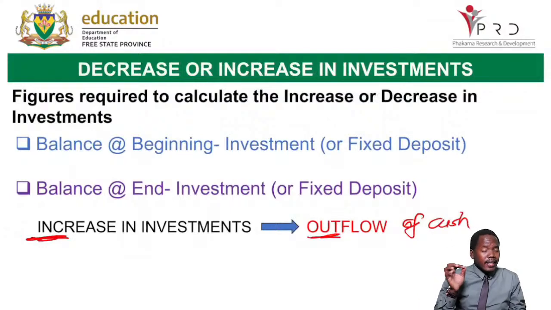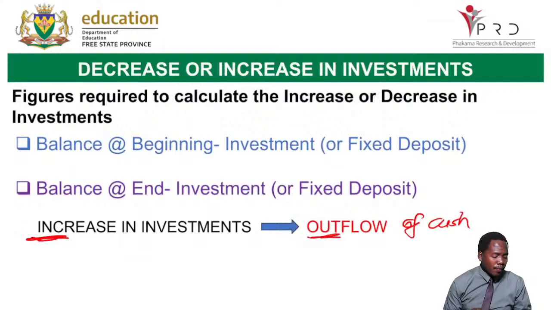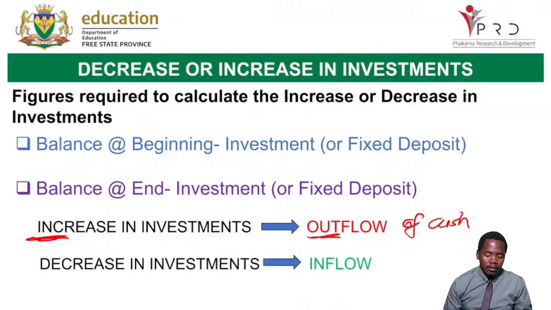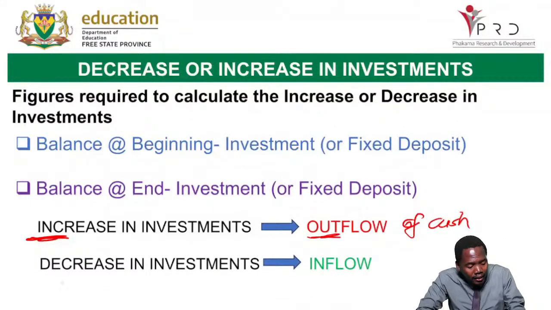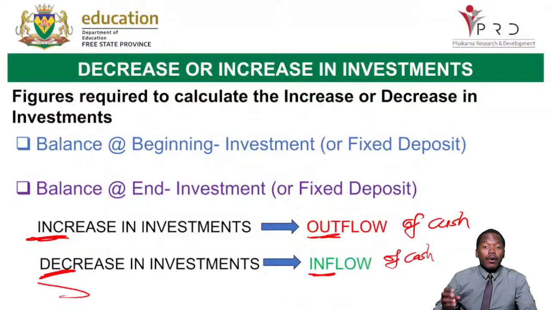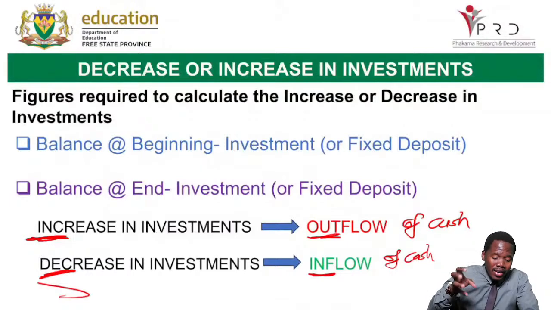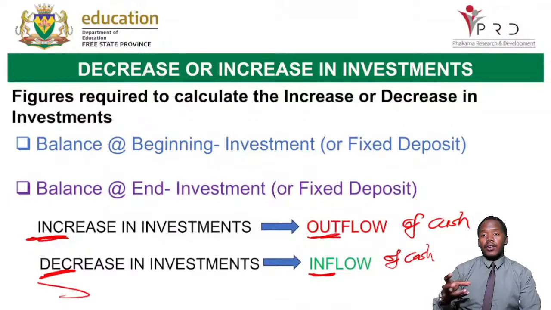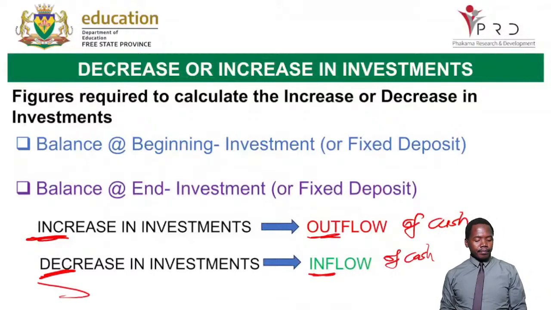Now, what about the decrease in investment? Let us look at that. Is it an inflow or outflow? Some of you got it right. A decrease in investment will now become an inflow of cash. Why is it an inflow? Because if your investments are decreasing, then it means that you are getting back your money.